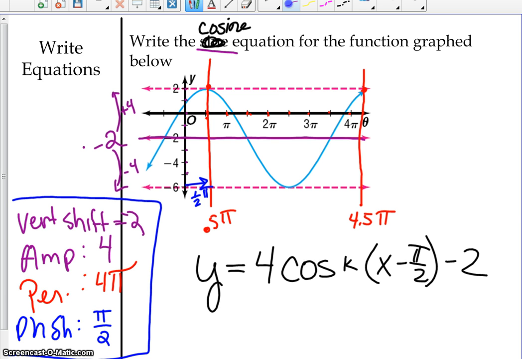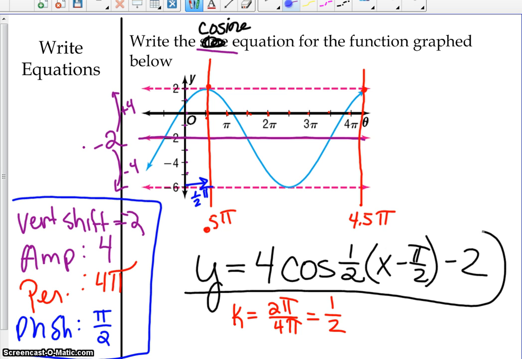All right, I have to calculate my k. So my k, I'm calculating it here, is always 2 pi divided by my period. My period is 4 pi. So my k there should be 1/2. So instead of my k, I'm going to put in 1/2. So my equation of my line, I'm going to circle my answer here, is y = 4 cosine of 1/2 times the quantity x minus pi over 2, minus 2.